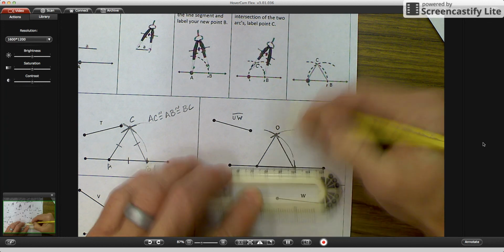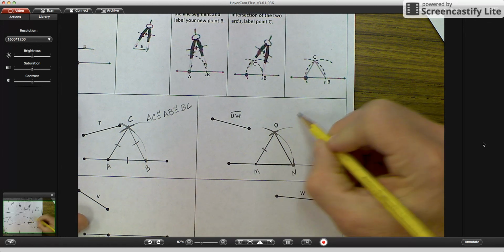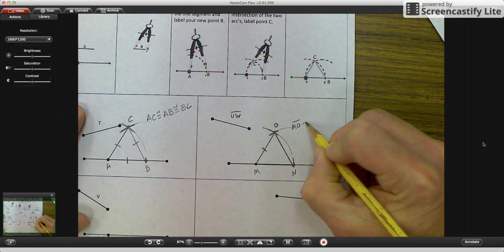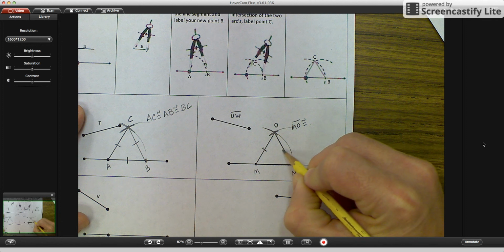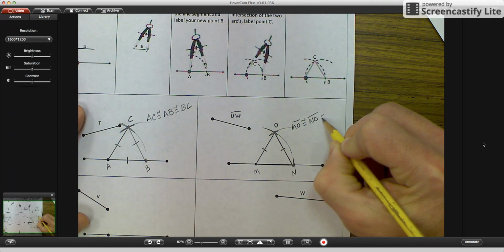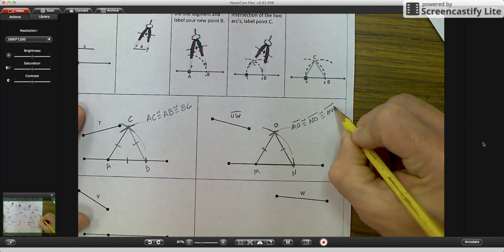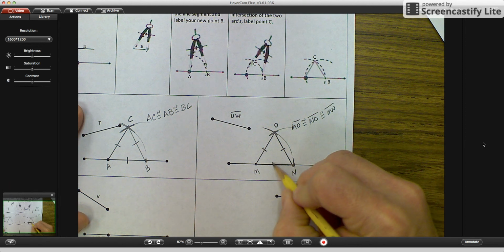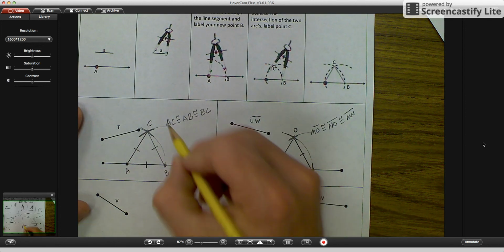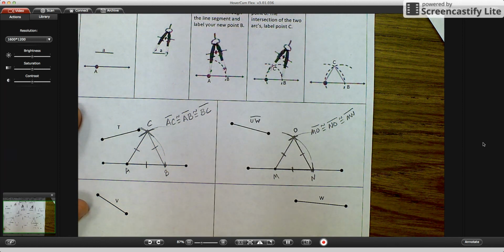Just know, our congruent markings, MO, and it should be line segment MO, I left that out earlier, is congruent to line segment NO, which is congruent to line segment MN. Congruent statement there. Okay, I hope this clarified. Let me put my line segment AC, line segment AB, and line segment BC right there.